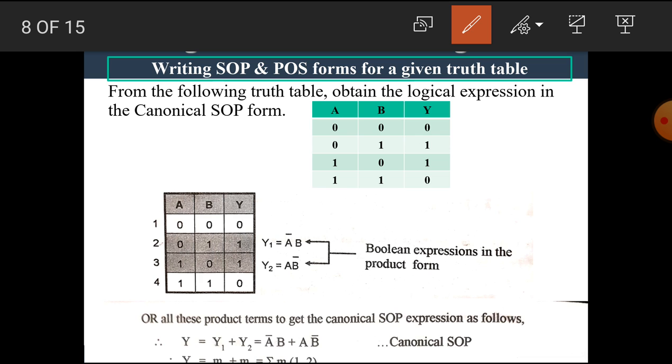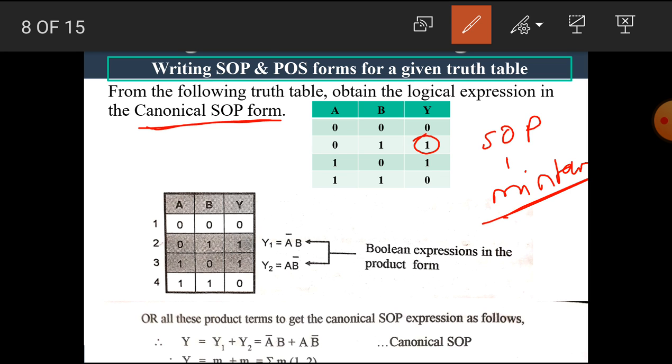Then we have to write the canonical SOP form. We know that in canonical SOP, each individual term is called a minterm. Hence, we have to write the minterms, and we write minterms for the output 1 only. For 0, we ignore the combination. Hence, we have to write for the output 1 only. That means we have to write minterms for this one and this one.